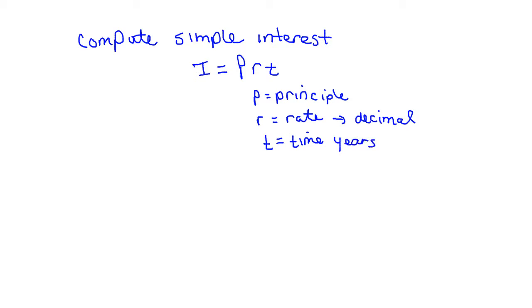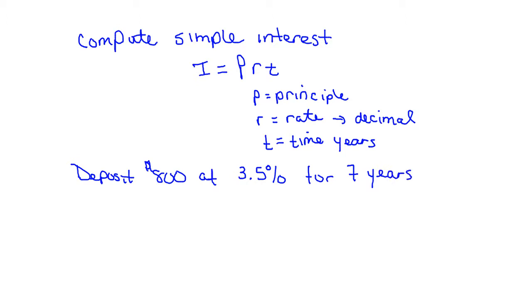So for example, let's say you deposit $800 into a bank account at 3.5% interest for 7 years. What is the interest on this? So we're going to plug those in where they need to go. We're looking for I. Here is our P, 800. Our rate is here, but we need to change that to a decimal, so we move the decimal 2 places to the left.